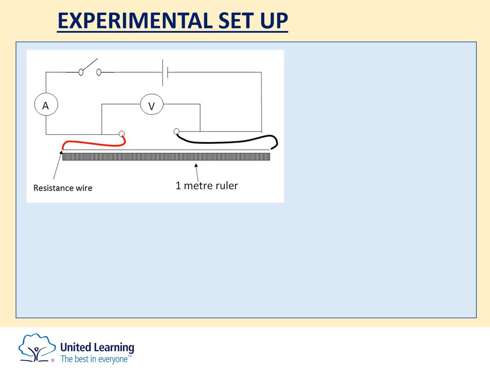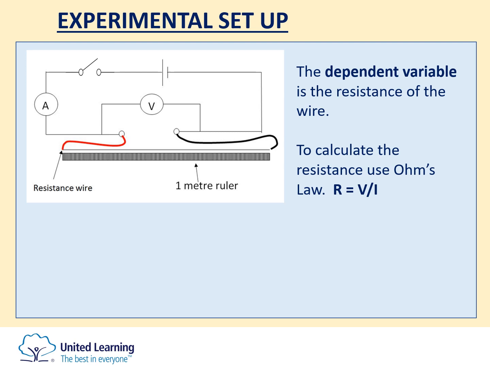Moving on, the dependent variable in this case is going to be the resistance of the wire. So once you have calculated the resistance using Ohm's law, the resistance is equal to the potential difference divided by the current, both of those readings from your meters. You can then calculate the resistance of the piece of wire.